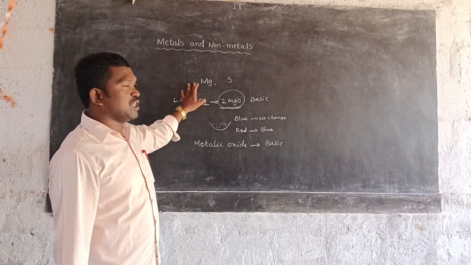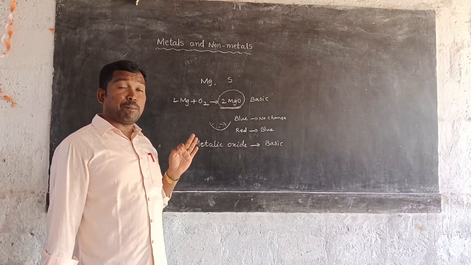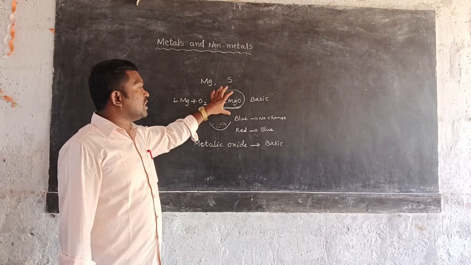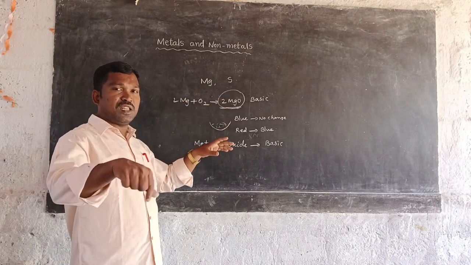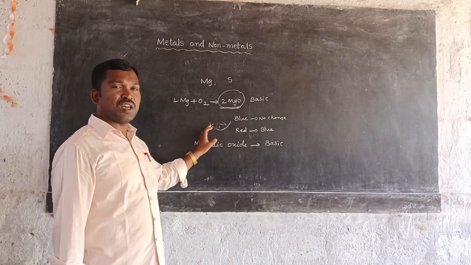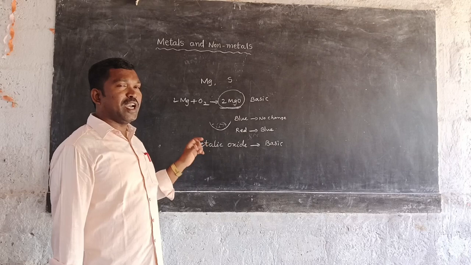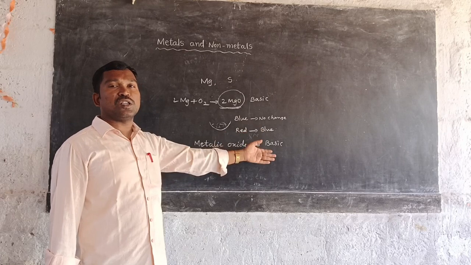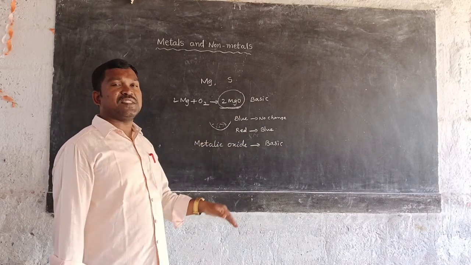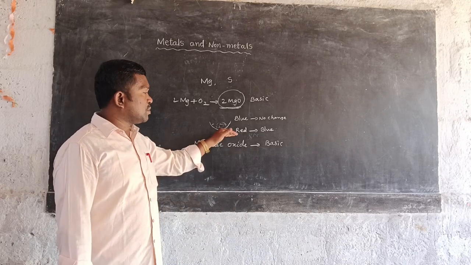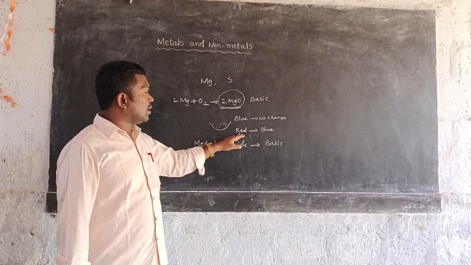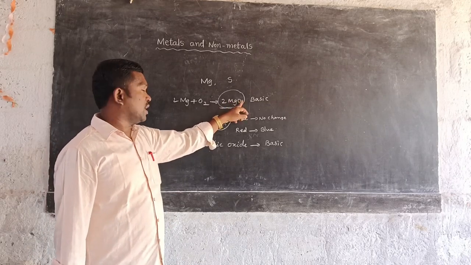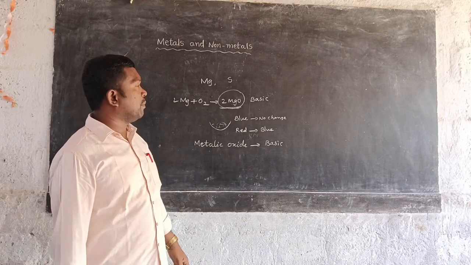Once again, take magnesium ribbon and sulfur powder. First burn the magnesium ribbon in the presence of oxygen. White ash is produced. Collect this ash in a china dish. Add some water and stir them. Solution is formed. Magnesium oxide dissolves in water. Now dip the blue and red litmus paper in the solution. Blue litmus paper shows no change, but red litmus paper turns blue. Substances that turn red litmus to blue are called basic nature substances. Magnesium oxide is a metallic oxide, so all metallic oxide nature is the basic nature.